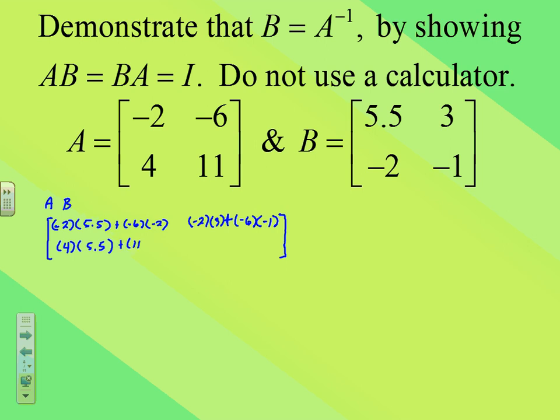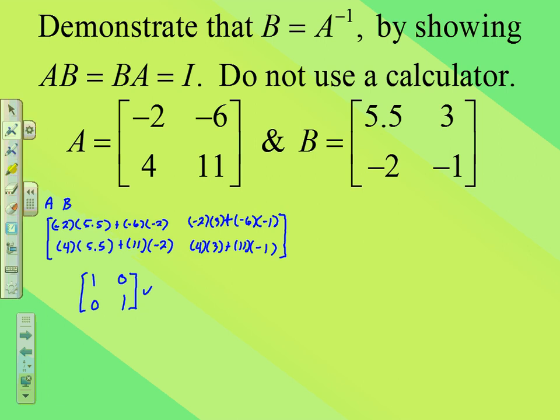So now we'll say plus 11, and that will be multiplied by negative 2. And next, the last portion of this product sum, we'll say 4 again multiplied by the 3 plus the 11 multiplied by the negative 1. So if you multiply all that together, negative 2 times 5.5 is negative 11, and negative 6 times negative 2 is a positive 12, and negative 11 plus 12 is a 1. And this would give you a 0, and this would give you a 0, and this would give you a 1. Type them into your calculator and double check me. And we have shown that A times B is equal to an identity.